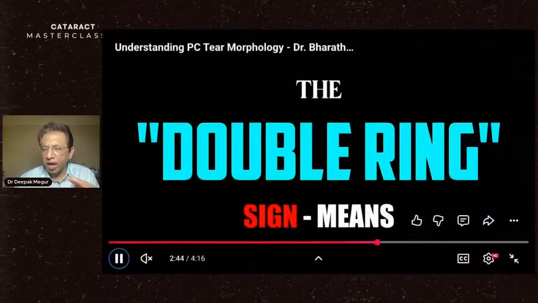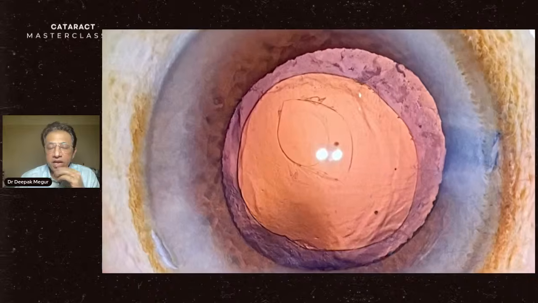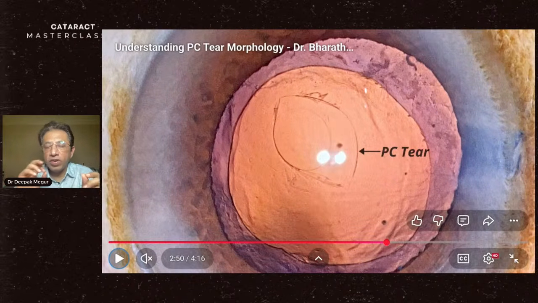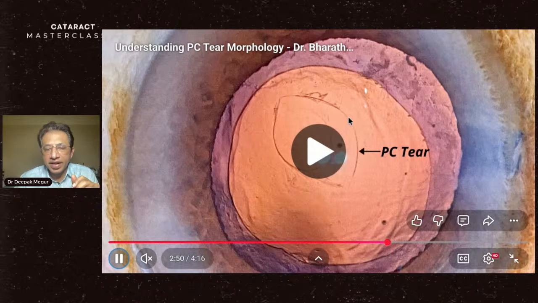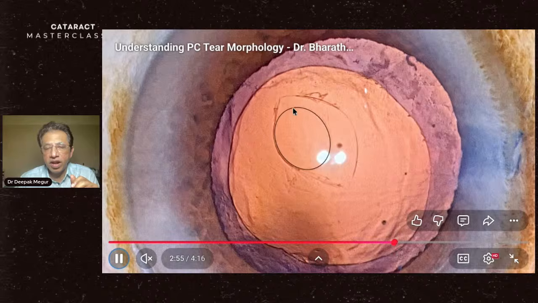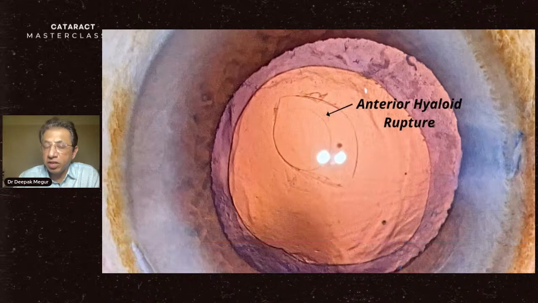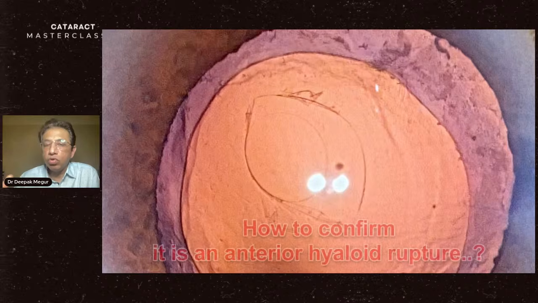If you carefully observe, this is what we call a double ring sign. In many cases, if you're keen and early to pick up, you can see two rings. The first ring is of the posterior capsular tear. The second ring would be an anterior hyaloid rupture ring. You can see a faint ring here. This is the moment in which the anterior hyaloid has ruptured, but the vitreous prolapse has still not come out. The moment it comes out, you lose the ring.